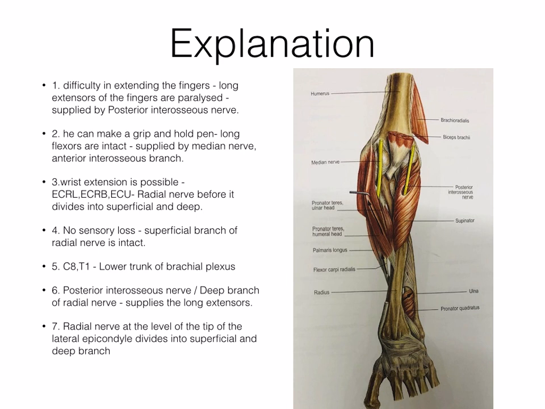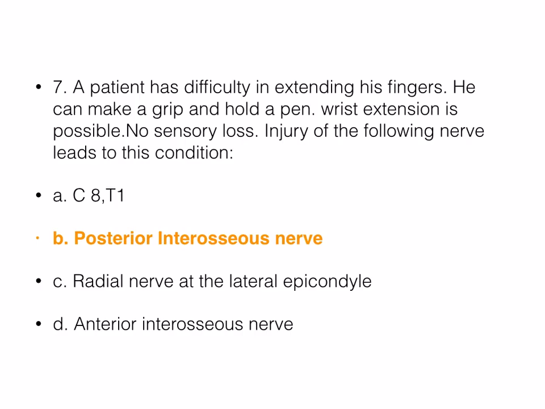The superficial branch goes straight along the radial border, over the anatomical snuffbox, and divides into dorsal digital branches. But the deep branch passes between the two heads of supinator, enters inside and continues as the posterior interosseous nerve. The posterior interosseous nerve supplies extensor digitorum, extensor digiti minimi, all these structures. So our answer is posterior interosseous nerve.